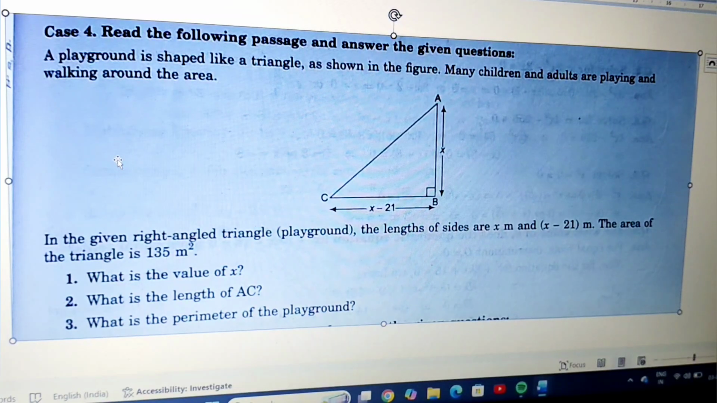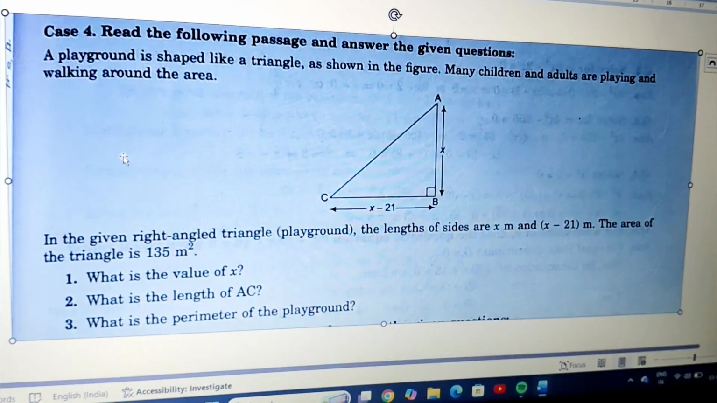The question says that a playground is shaped like a triangle as shown in the figure. Many students and adults are playing and walking around the area. This is the given triangle, and in the bottom line it says: in the given right angle triangle, which is a playground, the length of the sides is x meter and x minus 21 meter. The area of the triangle is 135 meter square, and you have three questions.